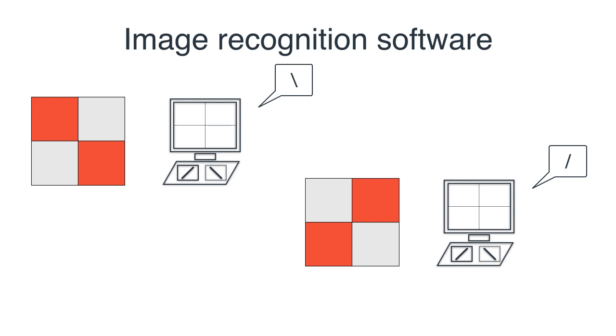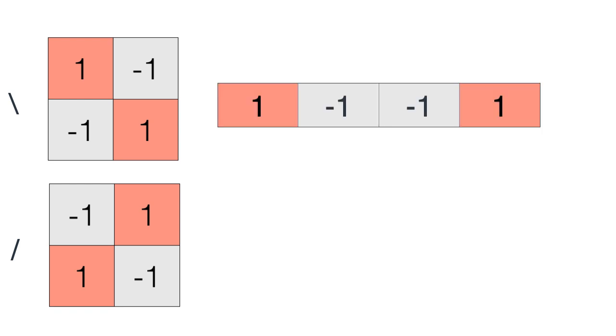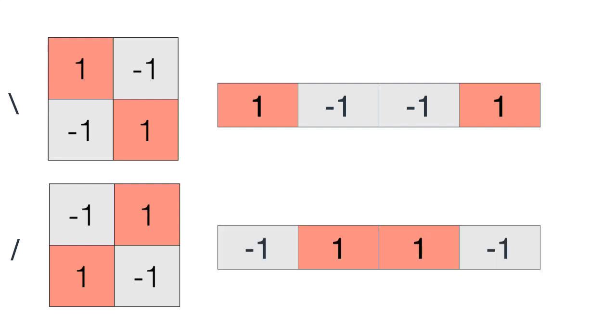Now let's think of how computers think, because computers don't see things the way we see them. We see them as the 2x2 thing, but computers see pixels as numbers. So let's say the red pixel, it sees as a 1, and the gray pixel, it sees as a -1. So what the computer sees in the top image, which for us is a backward slash, the computer reads as a line, from left to right, and bottom to top, so it goes 1, -1, -1, 1. And the one on the bottom, the forward slash, it reads as a line like this, -1, 1, 1, -1.